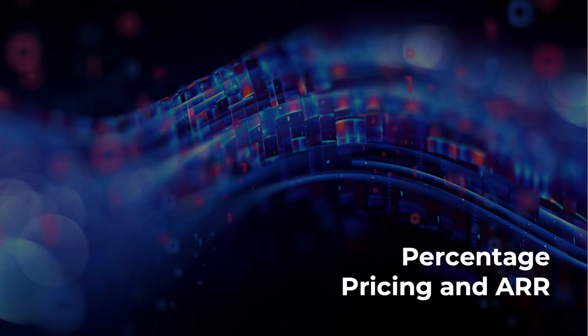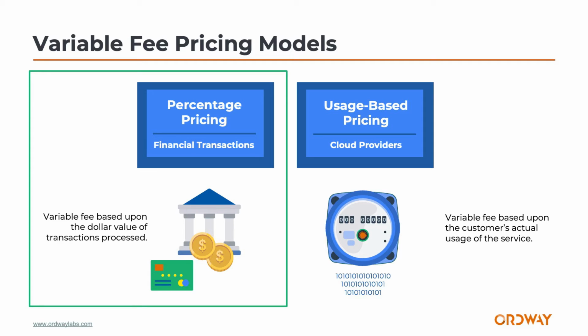With percentage pricing, SaaS and cloud providers charge their customers a small percentage of the dollar value of transactions processed on their platform every month. Much like usage-based pricing, percentage pricing results in variable fees for each customer per month that are correlated with the level of activity on the SaaS or cloud platform, which begs the question, should these variable fees from percentage pricing be included in ARR and other recurring revenue metrics that are reported to investors?